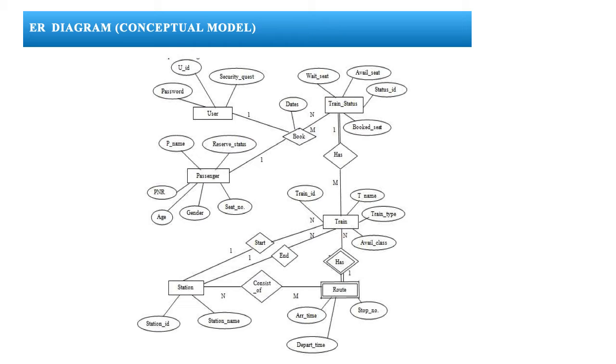Here, this is an entity relational diagram. It's a conceptual model. You can check all the entity relations over here, like user, passenger, train status, route, and station, explained in detail.